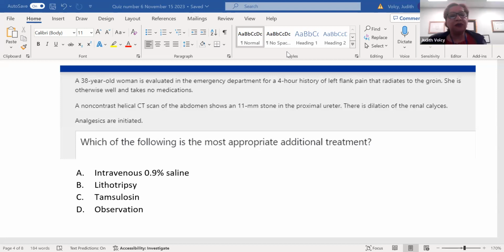And so the fluid, once the stone is there, the fluid really is not going to do much. It's better if you can have people keep hydrated to prevent the formation of stones. But once the stone is there, the fluids are not really as helpful.